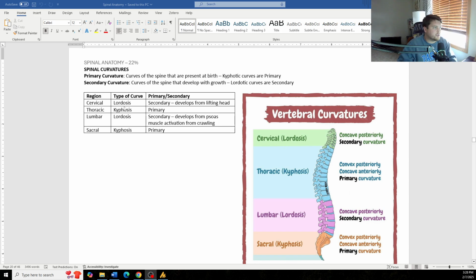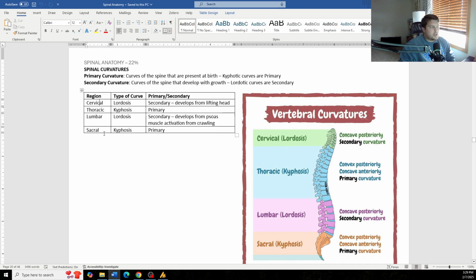So spinal curvatures, we separate the different types of curvatures into primary and secondary curvatures. The primary ones are ones that we are born with, that we naturally have. These are our kyphotic curves. The secondary curvatures are ones that develop with growth. These are our lordotic curves. These also tend to be the ones that more often we have pathological issues with, because as we age, as we get older, they can slightly overdevelop, if you will.